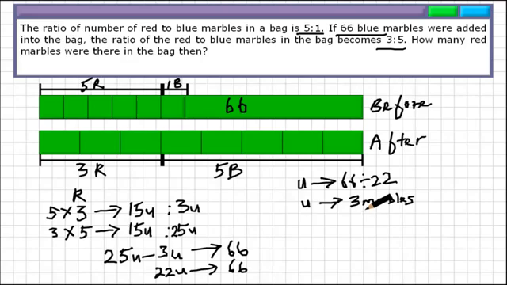From here we can find the answer to the problem. There are 15 units in the red section. Therefore the answer is 15 times 3 equal to 45 red marbles. And that's the answer to the question.